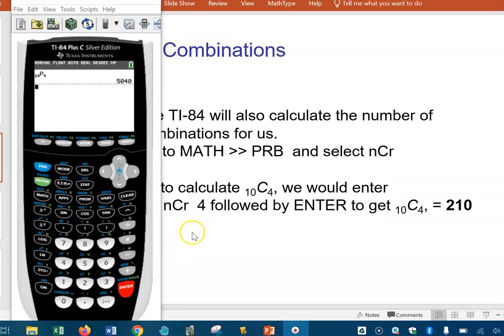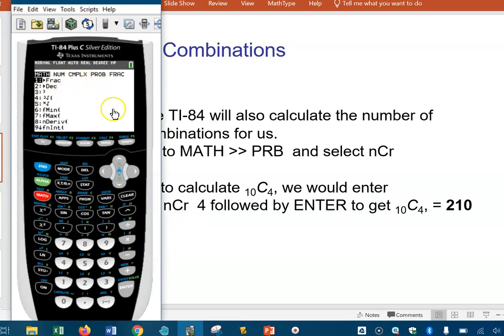Okay, so I'm going to plug this in. So again, I'm going to do 10. Then I'm going to go up here to math. And you'll see that I again have to highlight PROB, probability, go to NCR, which is number 3, enter 4, and enter. So that gives me 210. Okay. So that's the difference in how you find those in your calculator. Okay. Let's go ahead and go back to our notes here.